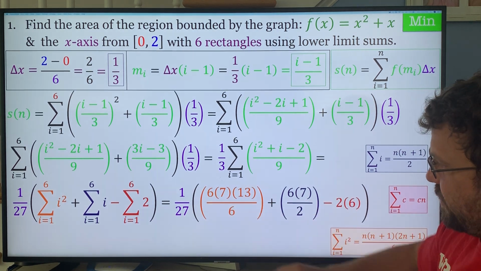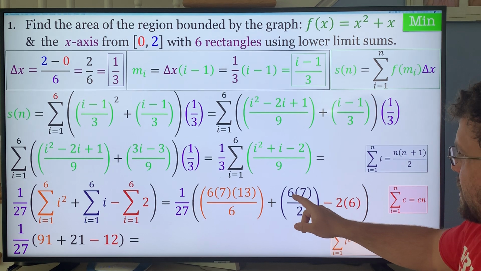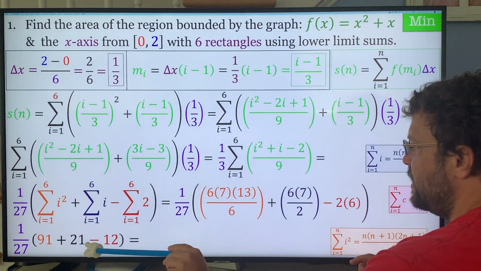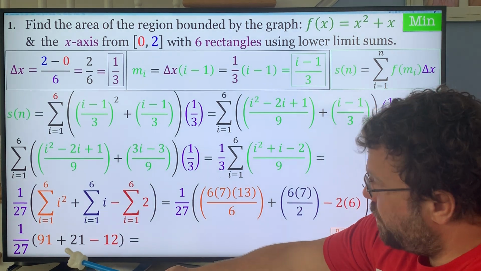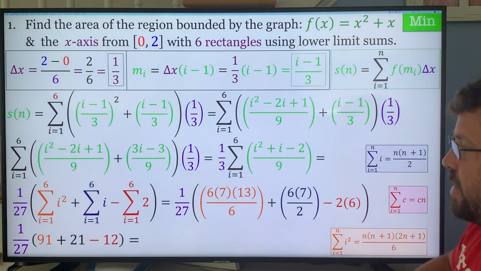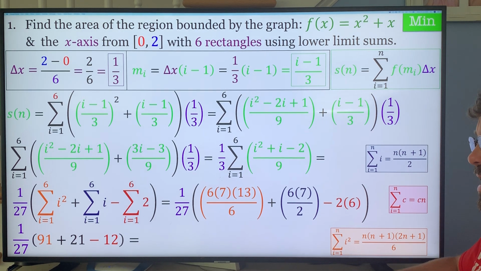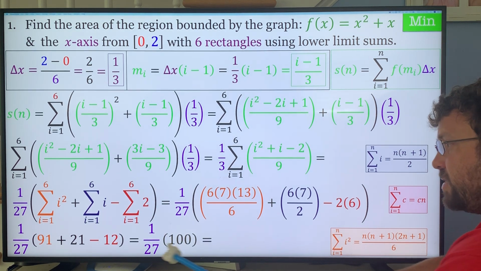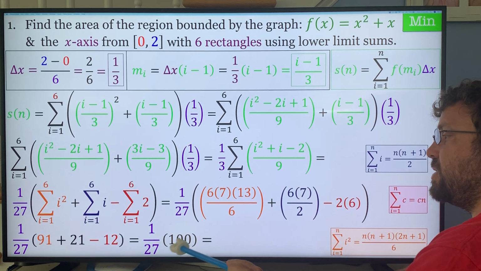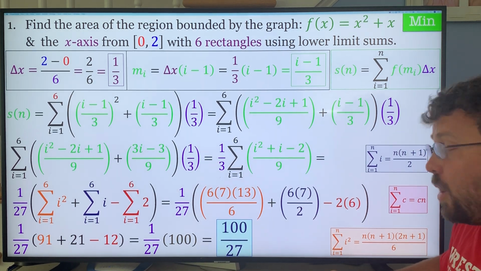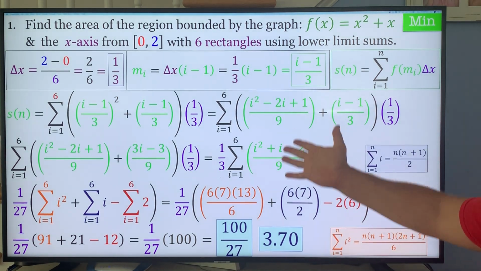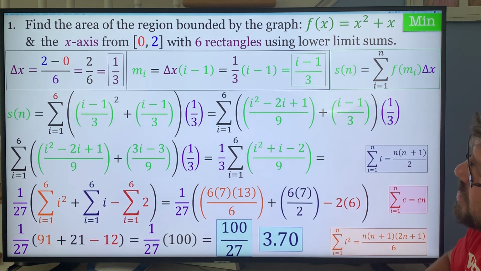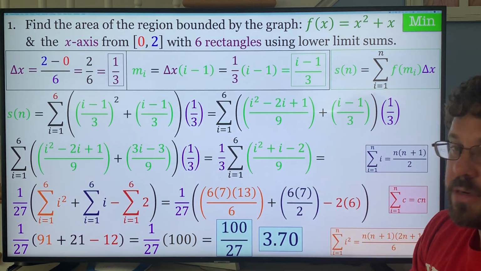6 times 7 times 13 divided by 6 is 91. 6 times 7, 42, divided by 2 is 21. And 2 times 6 is 12. So 91 plus 21 minus 12 is 112 minus 12, which is 100. So 1 over 27 times 100 is 100 over 27, or about 3.70. All right, that's all there is to it. The hardest part is just remembering that when you square it, you square the numerator and the denominator.